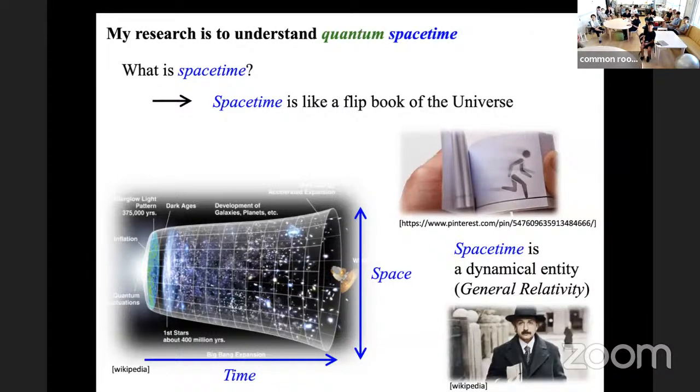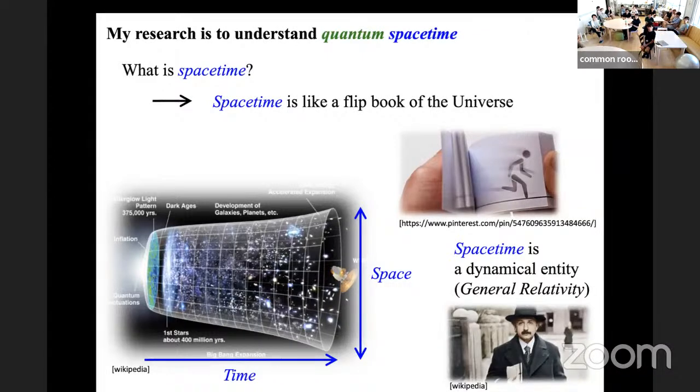So I think you can imagine the universe, the gigantic one, at a given time. So if you pile up the universe at a given time in a time direction, then you can construct the whole spacetime. So spacetime is a sort of gigantic flip book of the universe, in that sense. So if we draw some picture of the universe, you can see it like that. So this is the picture of spacetime.